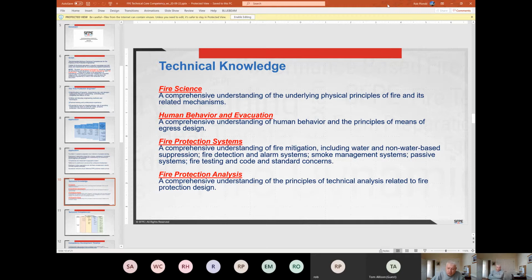Fire protection systems, just that. What systems provide mitigation: water, non-water, detection and alarm, smoke management, the passive features associated with it, and all its assembly to become a passive system. Then in addition to that, the ITM, the inspection, test, and maintenance associated with it.